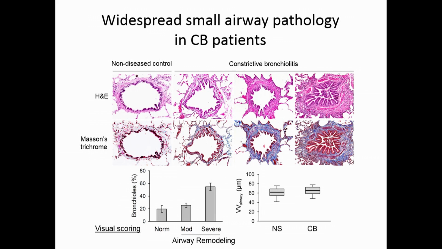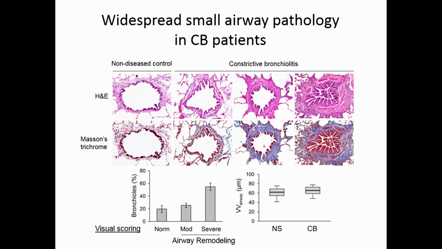Okay, so to begin with the data, I'm just showing you some examples of what these small airways look like in non-disease controls where they uniformly look, for lack of a better word, normal. In the constrictive bronchiolitis, however, there's a variety of different appearances. And so just by visual scoring, we first separated them into normal, moderately abnormal, and severely abnormal. And you can see examples of those in H&E and trichrome stains that are shown here and here.